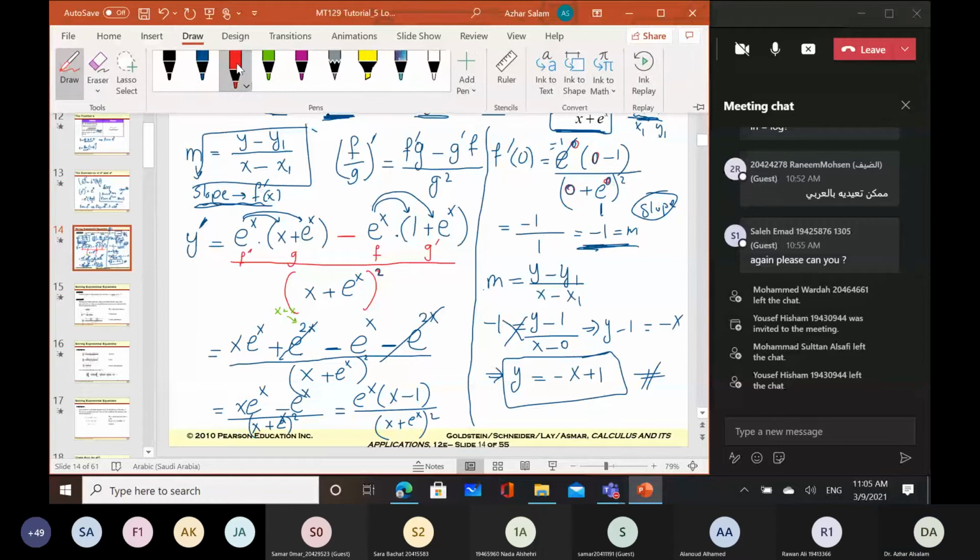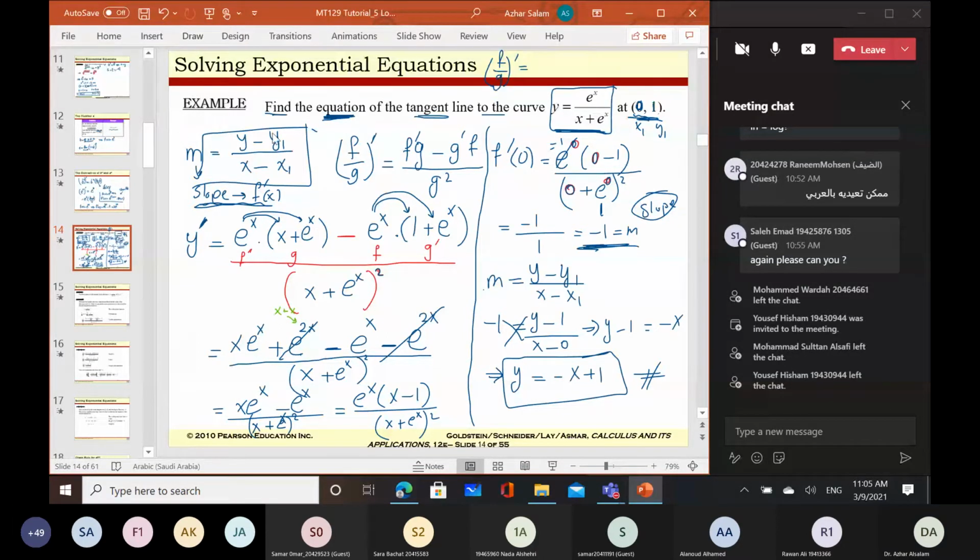Okay, now find the equation of the tangent line. This is the equation of the tangent line. I have to find the slope, which is m. How to find m? By finding the slope. What is the slope? Is the derivative.